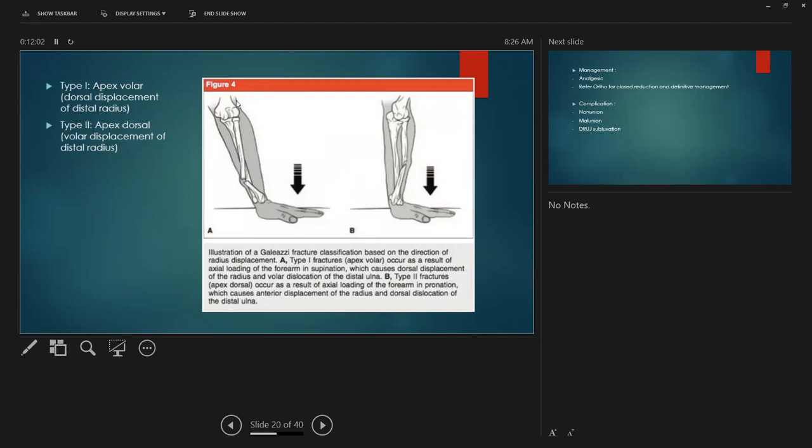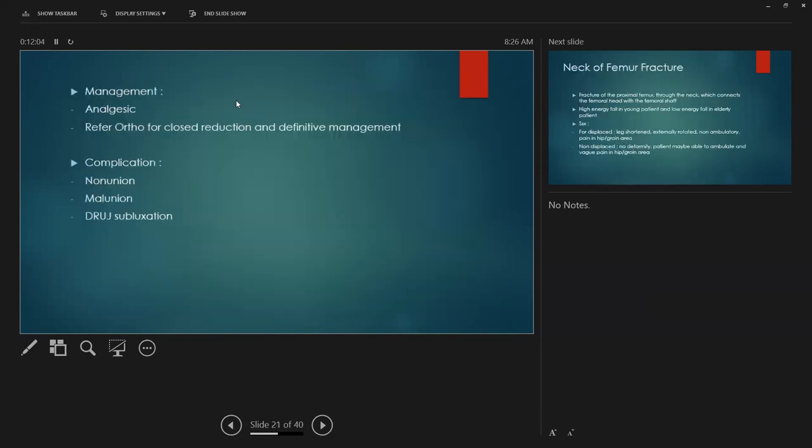Next is our management. For management of Galeazzi fracture, you have to give analgesic as usual for the pain, and then refer ortho for post reduction and definitive management. For complications, if you miss a Galeazzi fracture, you have non-union, mal-union of the fracture, and DRJ subluxation.